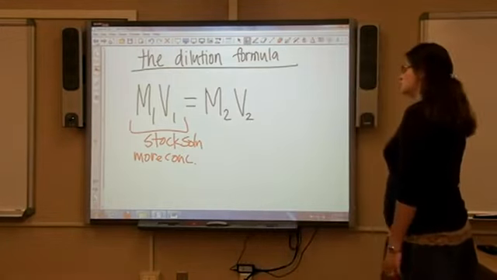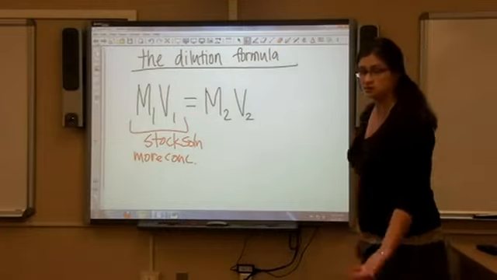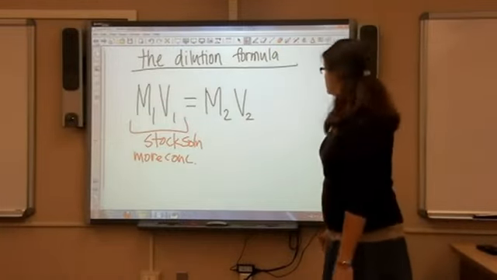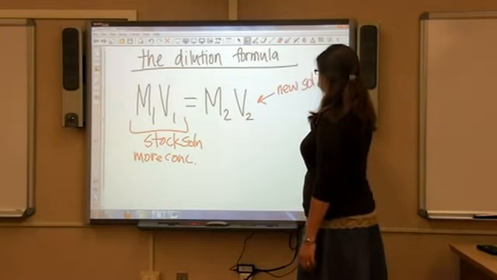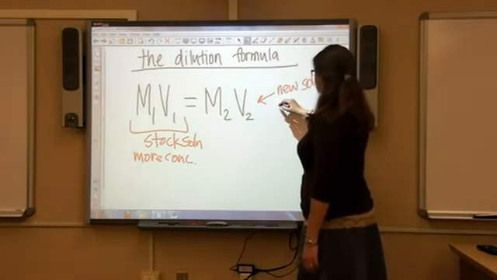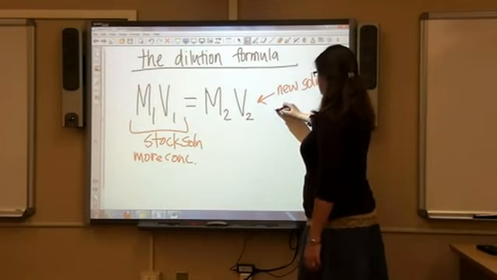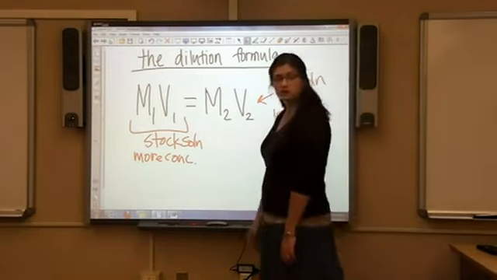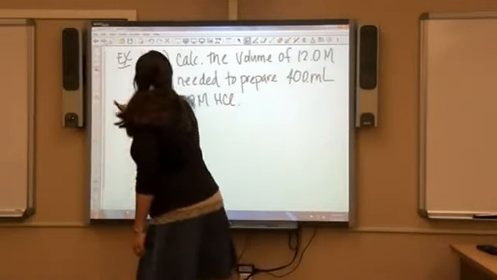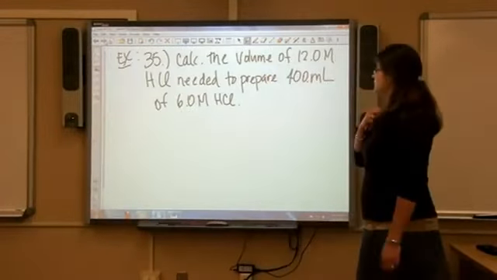So the ones go with the stock solution. That's always the one that's more concentrated. The twos go for the new solution that's created, and this is less concentrated, we'll say. Okay, so now let's go back and look at that example.